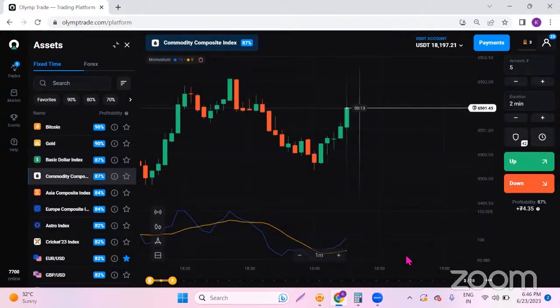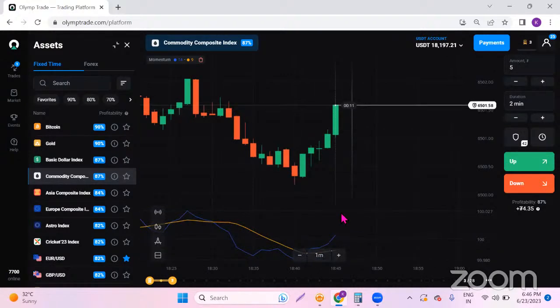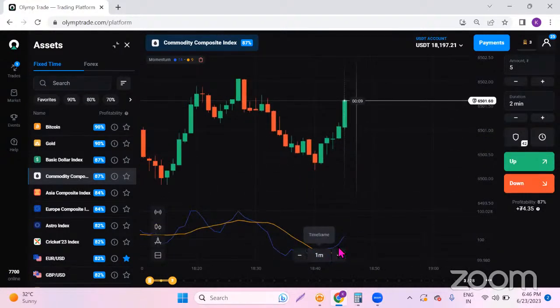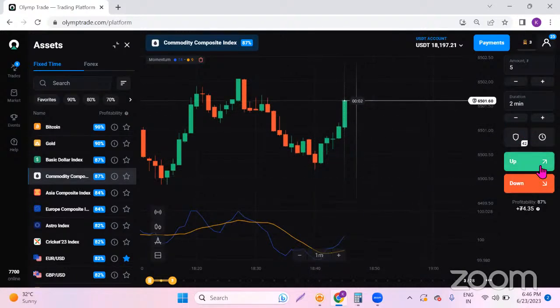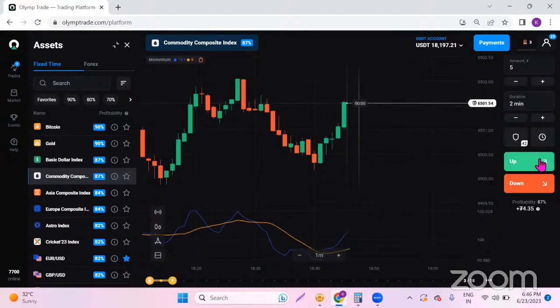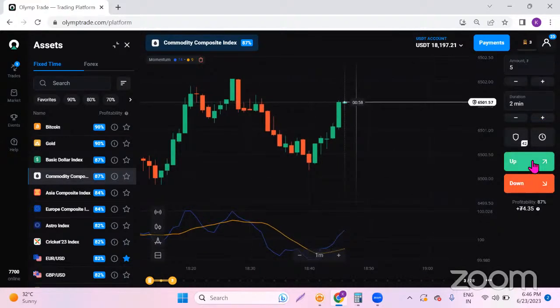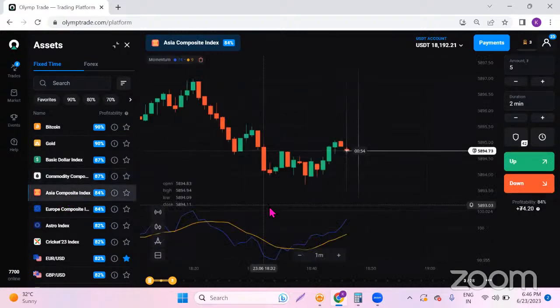Okay, over here, the yellow line intersected, right? And the blue line showed strength and it went upward. So we had an upward trend over here, which is still being followed. Okay, so what we can do is after this candle ends, we can certainly try opening an upward trade and see how it goes.